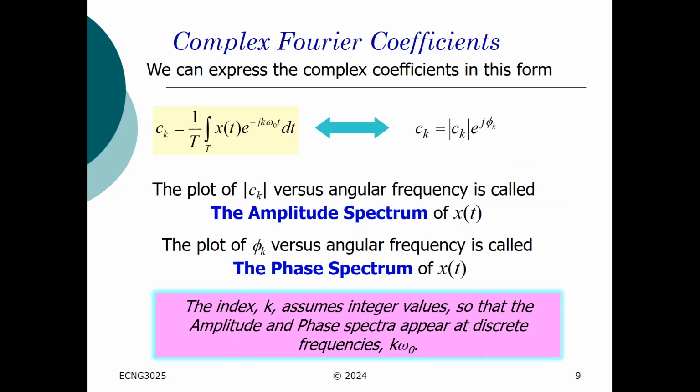Because of that, the plot of the magnitude is called the amplitude spectrum. If you plot that, you actually get to see, for any continuous time signal, the variation of frequencies and how the phases of those frequencies are as well. And remember this thing in purple downstairs: k assumes integer values, so the amplitude and phase spectra appear only at discrete points, which are multiples of omega 0.